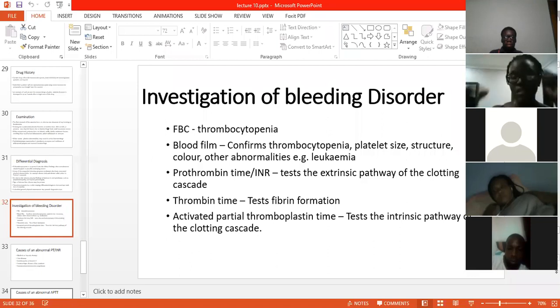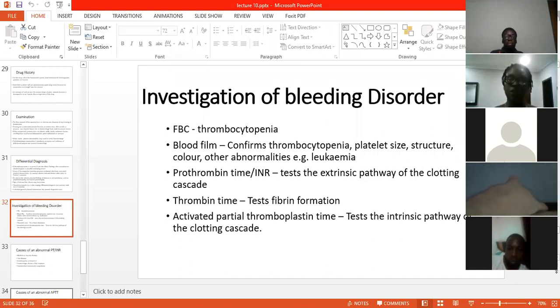When they look at the blood film under the microscope, you realize that yes, the platelets are low. Maybe their size is also small, or they have abnormal structure. They can also indicate other abnormalities, for example, increased white blood cells or abnormal white blood cells, in which case you start thinking of leukemia.